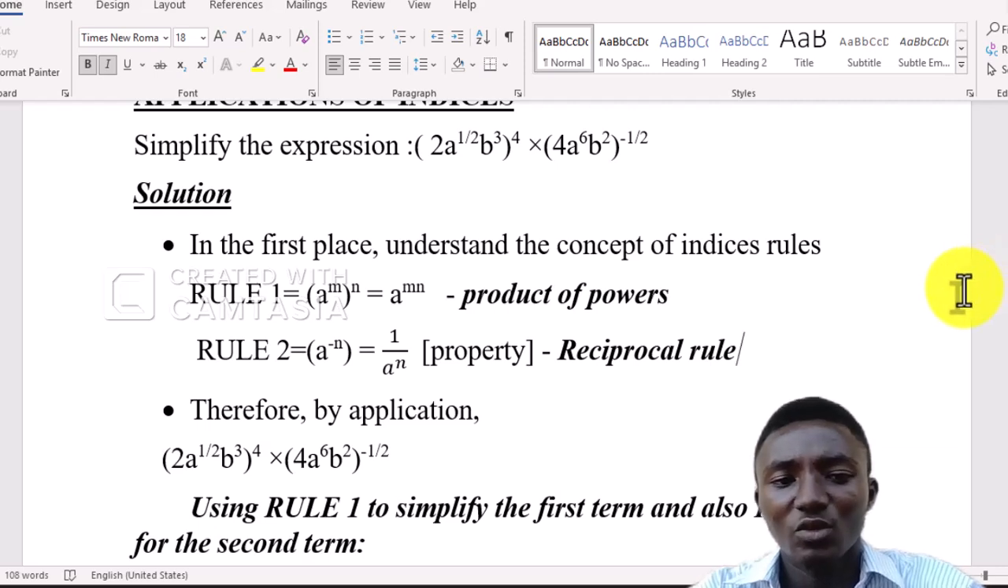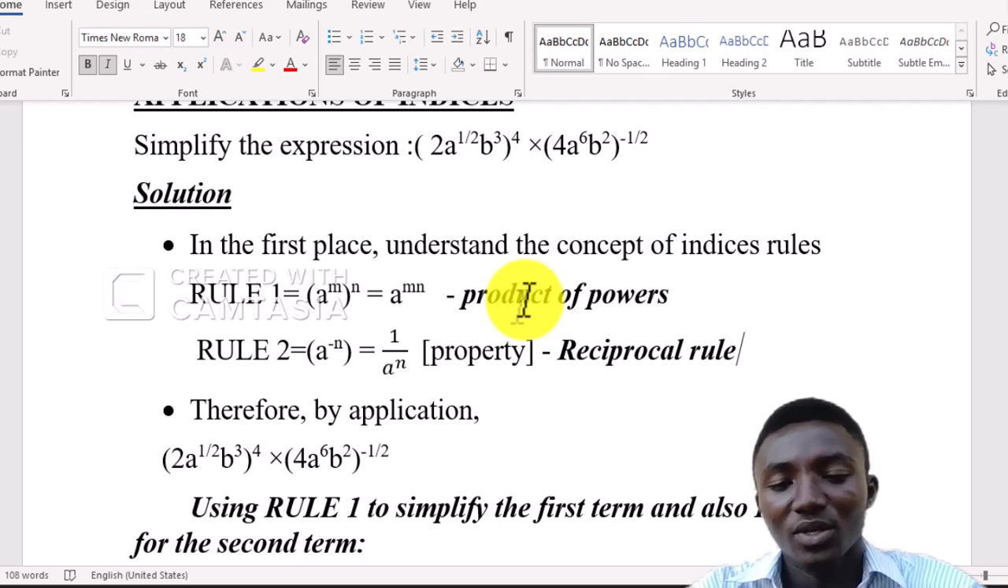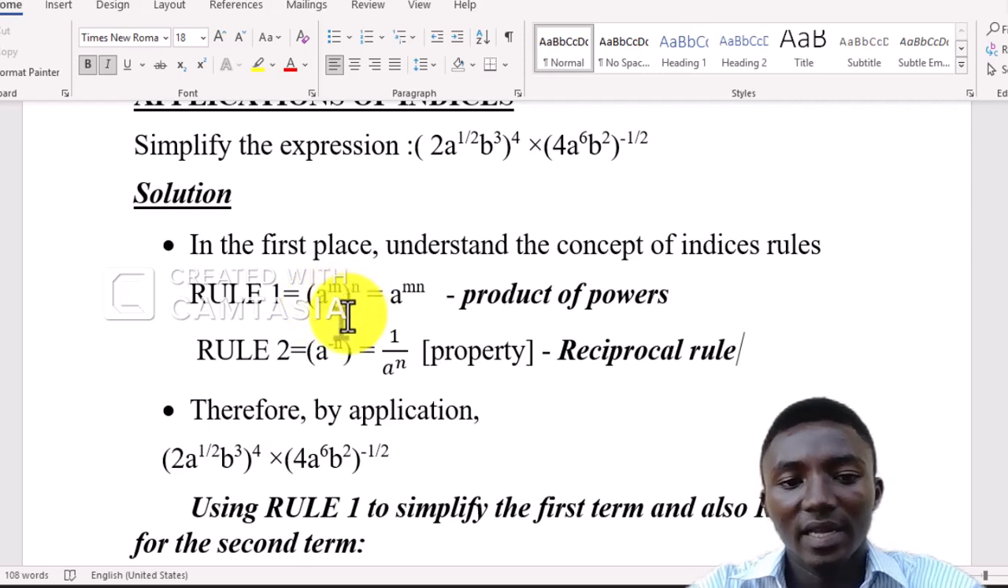So today I'm going to present with you some basic rules. I've titled them Rule 1 and Rule 2 separately. This is the first rule, and normally it is termed the product of powers. Look at the rule: we have (a^m)^n equal to, what can you see from this rule?